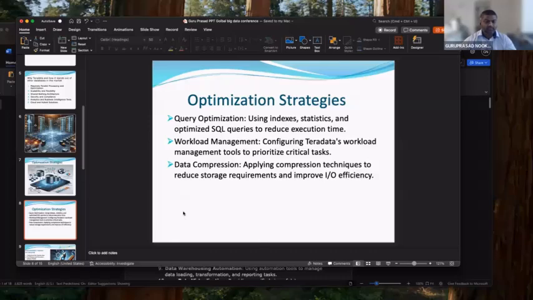Also, there are other features like join strategy optimization, partitioning large tables, data distribution optimization, efficient use of temporary tables.